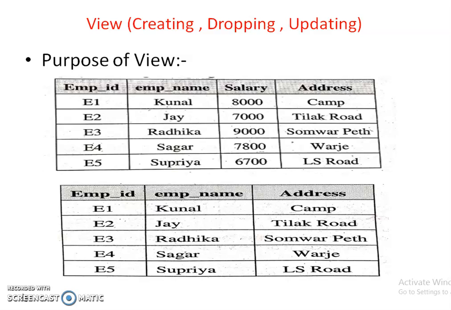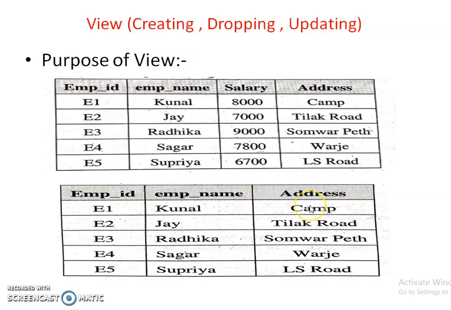Now consider a base table employee having the following data. See, first table: employee ID, employee name, salary and address. This is the base table. Now just consider we want to give this table to any user but don't want to show them the salary of all the employees. In that case we can create a view from this table which will contain only the part of the base table which we wish to show to the particular user. It means that this view is created with employee ID, employee name and address.